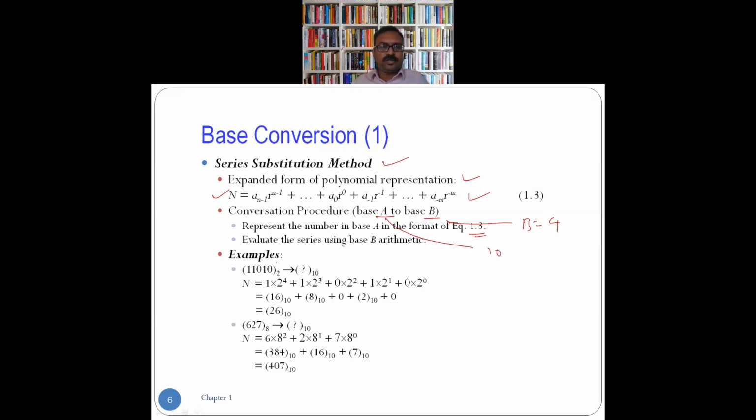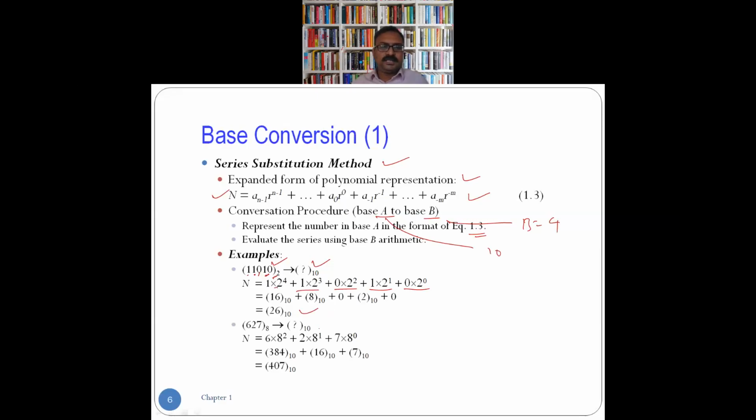For example, you take 11010, that is in base 2, you convert into base 10. So base 10 means what? You have to take this 0 into 2 to the power of 0 plus this 1 into 2 to the power of 1, again 0 into 2 to the power of 2, again this 1 into 2 to the power of 3, this 1 into 2 to the power of 4, you will get 26.